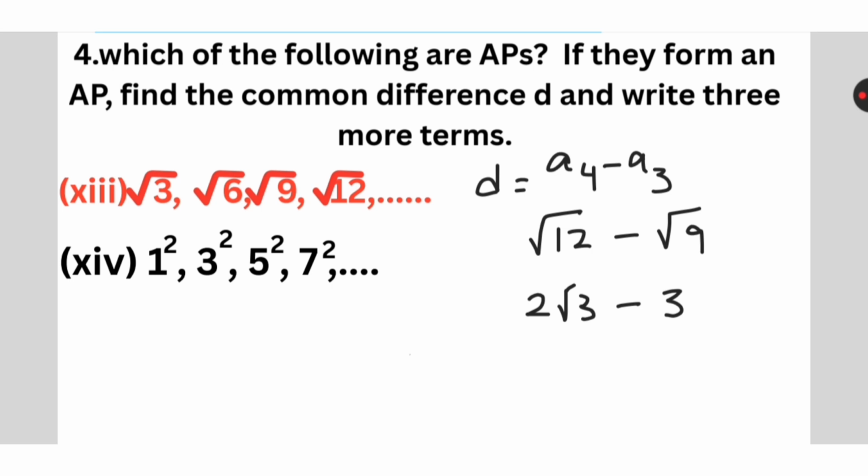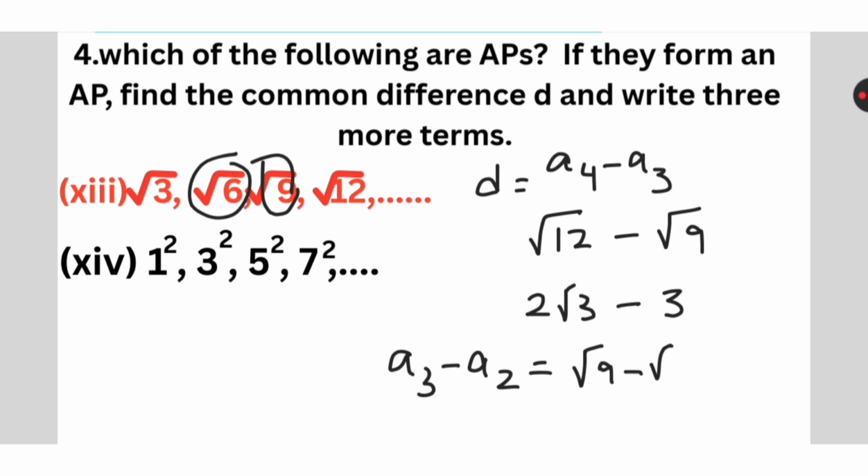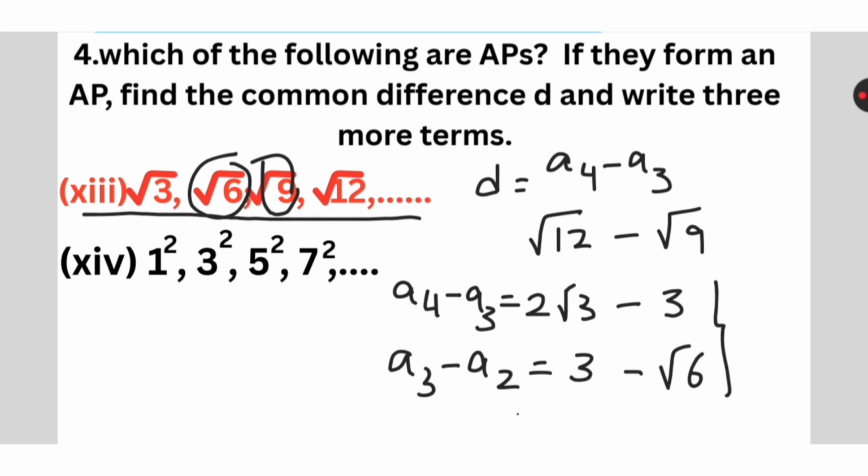Now let's check a3 minus a2. That means the third term minus the second term, that is root 9 minus root 6. What is the root 9 value? Which is 3. So a4 minus a3, we are getting 2 root 3 minus 3. When you do a3 minus a2, we are getting 3 minus root 6. These two are not equal. That means this sequence does not form an arithmetic progression.